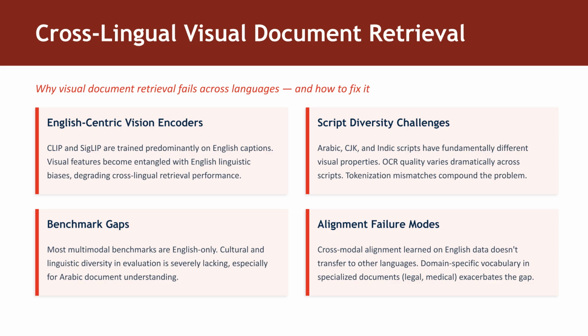Second, script diversity challenges. Arabic, Chinese, Japanese, Korean, and Indic scripts have fundamentally different visual properties from Latin scripts. OCR quality varies dramatically across these scripts, and tokenization mismatches compound the problem, because different scripts have different character-to-token ratios. Third, benchmark gaps. Most multimodal benchmarks are English only. The cultural and linguistic diversity in evaluation datasets is severely lacking, especially for Arabic document understanding. We cannot properly measure progress without appropriate benchmarks.